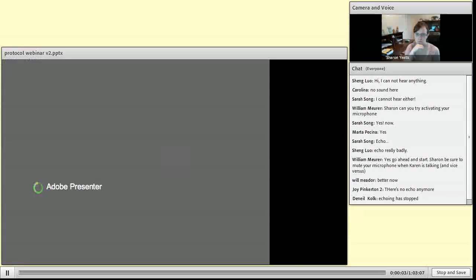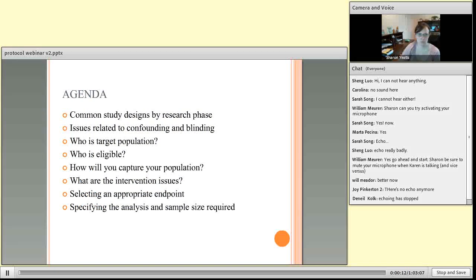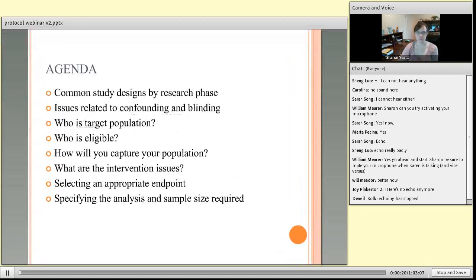Starting to write your protocol. So let me just forward the slides here. We obviously can't cover everything in the hour that we have. So what Sharon and I did is we tried to identify some of the concepts that we thought would be the most valuable for you guys to start thinking about before we meet face-to-face in Ann Arbor.